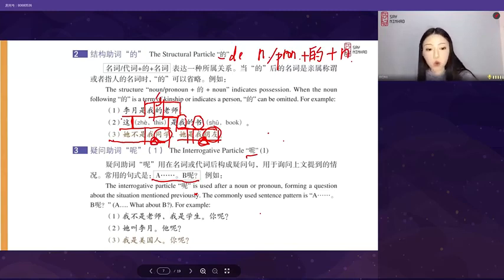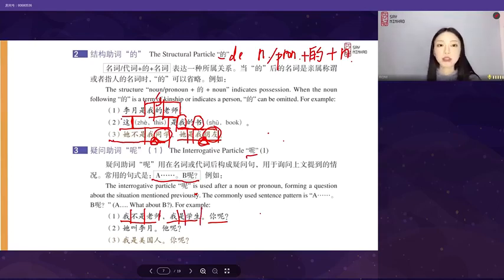First example. 我不是老师,我是学生,你呢? It means, I am not teacher, 我不是老师, I am student, 学生, 你呢? What about you? What about you? 你呢? It is asking about the identity we've mentioned before, right? Okay, next one is 她叫李月。她呢? Her name is 李月. What about her? It is asking about her name, her identity.